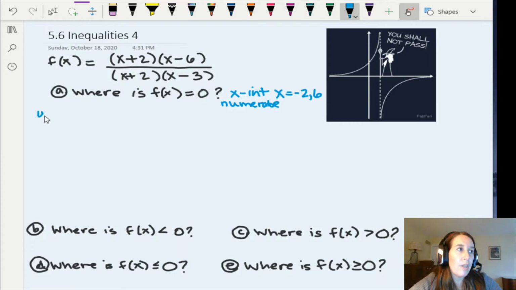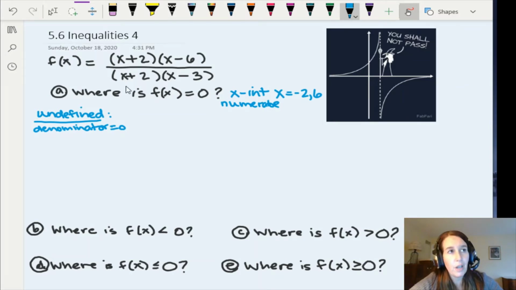But for our sign chart, we also need to find out where the function is undefined. Undefined means where it makes the denominator equal to 0. I said before that would be a vertical asymptote, but it also could be a hole, a removable discontinuity. So the function is undefined at x equal to -2 and 3. Now I paused for just a second there because I had actually said the x-intercept was -2, but that it also makes the function undefined at -2.